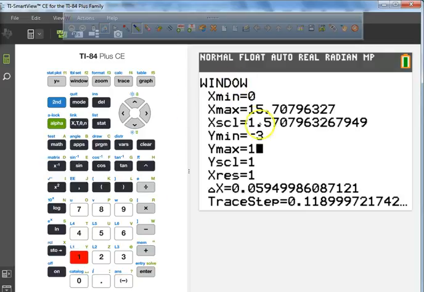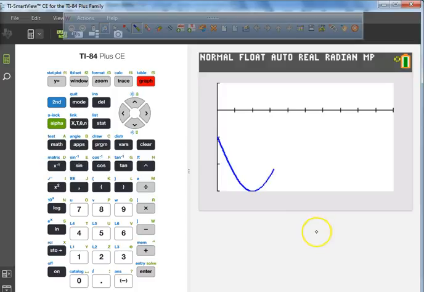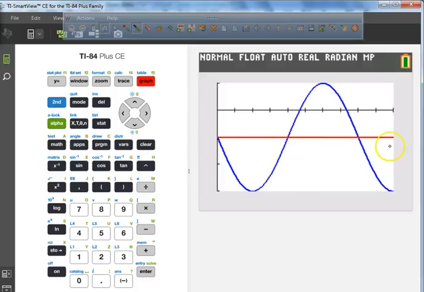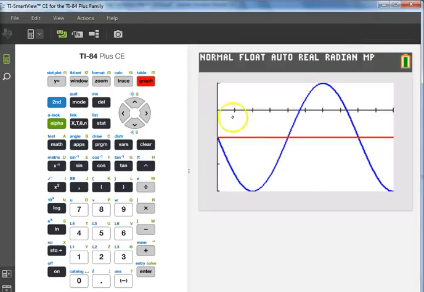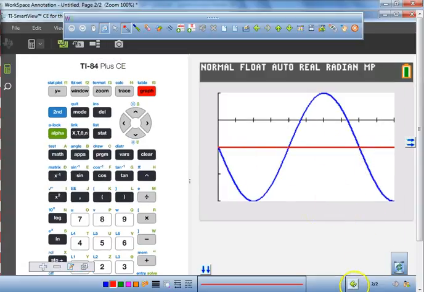Make sure you guys type that. The x max was 5 pi. The x scale is pi over 2. This is negative 3. This is positive 1. So I'm going to hit graph. And there it is. And you'll see my midline, right there. So I'm going to take a picture of this. There's my picture. I'll go back.